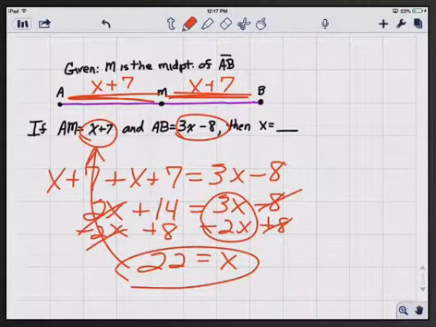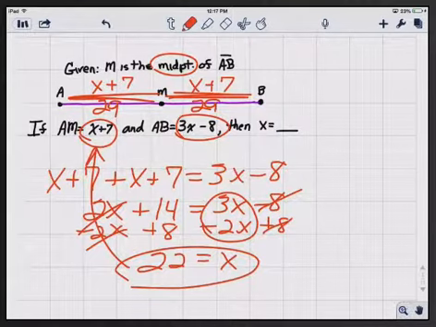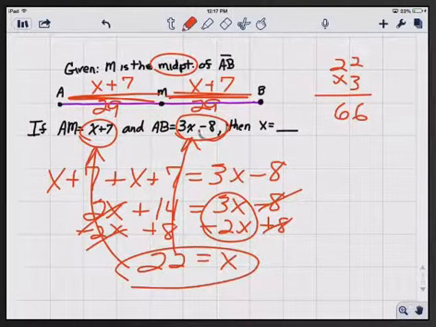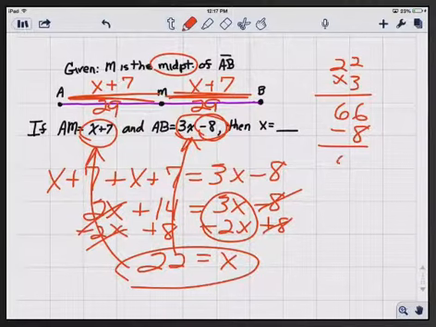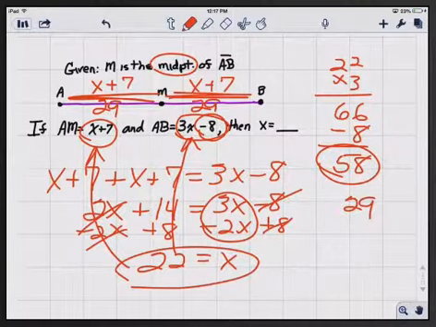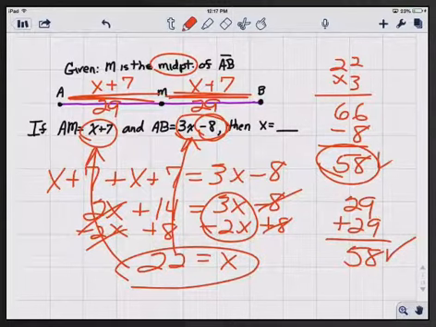So 22 plus 7, this first segment is 29. Let's say it's 29 inches. And the same for the other segment, because it is a midpoint. It has to be the same distance on each side of the midpoint. Plugging in 22 here gives you 3 times 22, which is 66, minus 8, which is 58. And you should note that 58 is equal to the sum of the other 2 segments. 29 plus 29 is also 58. So because the answer checks, 22 has to be the correct answer.